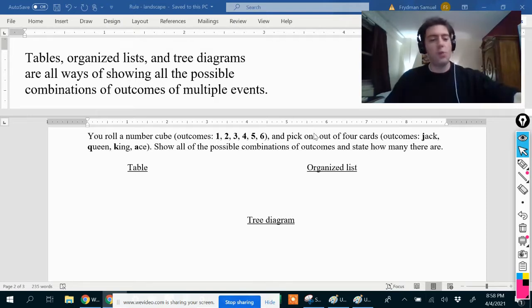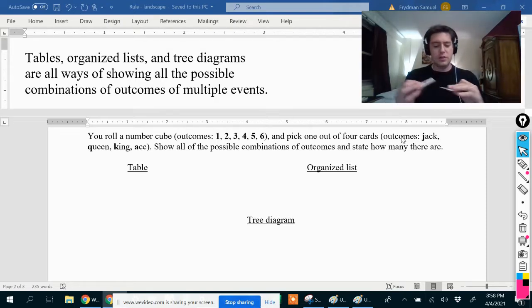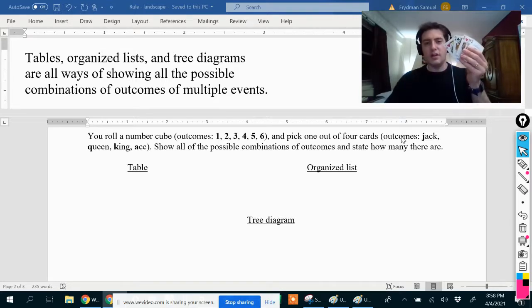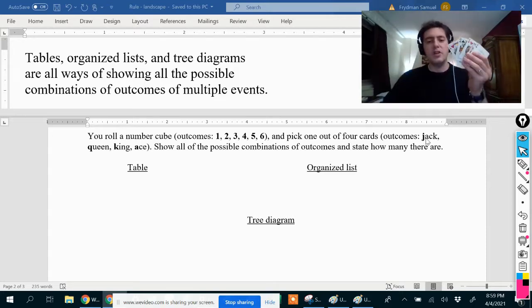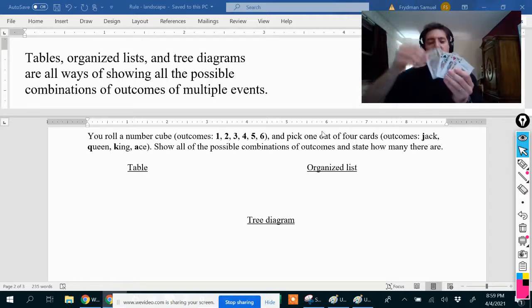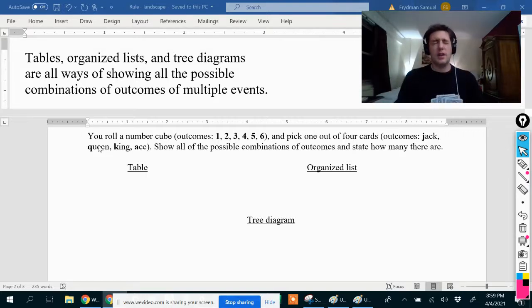We're also going to pick 1 out of 4 cards. So I have 4 cards here. Let me put those in order, actually. Okay, we have 4 cards here. I'm going to pick one of them. I'm not going to look. I'm going to close my eyes and pick one of them. I'll either get a jack, which is this guy, or a queen, this one, or a king, or an ace.